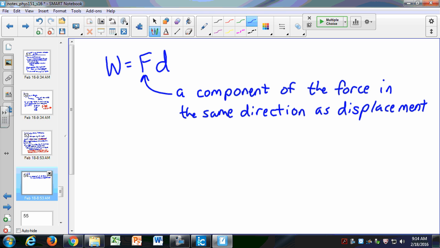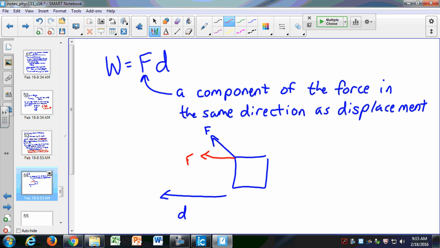Let me draw it in a picture. If I imagine that table, I'm pulling on it with a force in this direction, and I have a displacement in this direction. I can imagine this force is broken into two parts. I'm going to call this F in the x direction, and this F in the y direction. Now, I don't have any displacement in the y direction, so how much work is this force doing? If I have no displacement in the y direction, what work is done by this force? Is it 0 or not 0?